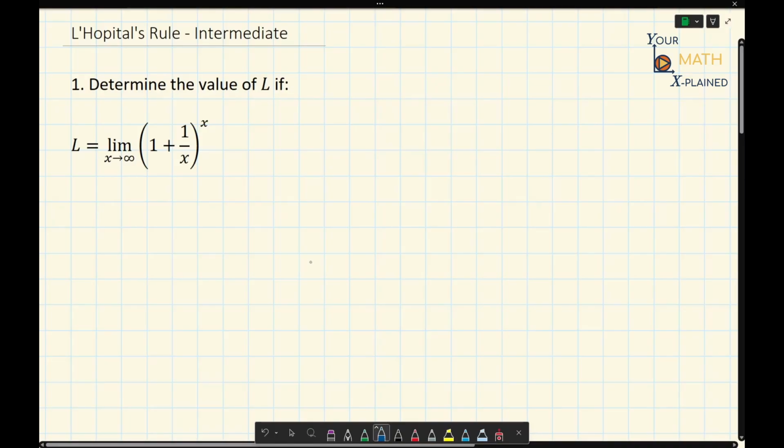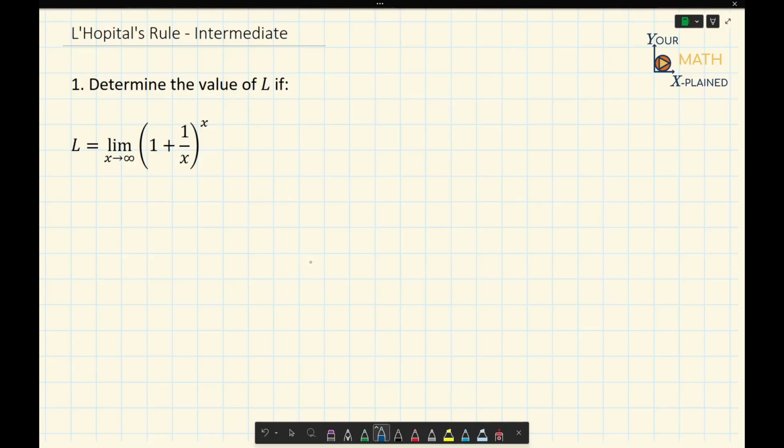For our first example, we're going to take a look at the case of 1 to the power of infinity. Notice here that as x approaches infinity, our base is approaching 1, and then our power here is approaching infinity. So the indeterminate form here is 1 to the power of infinity.